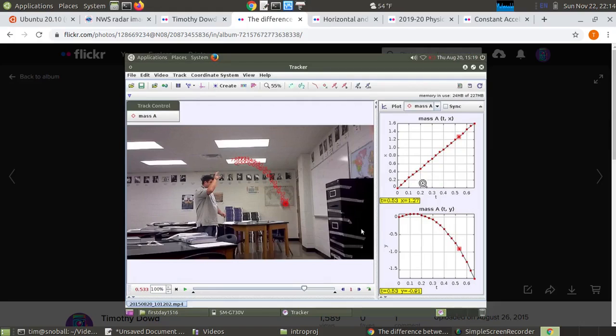But check out this. Horizontally, we have a straight line. As time passes, we always increase the same amount of distance in any given time period. That's the hallmark of a constant velocity. So it's almost like our horizontal motion isn't affected by any force at all. Why would that be?